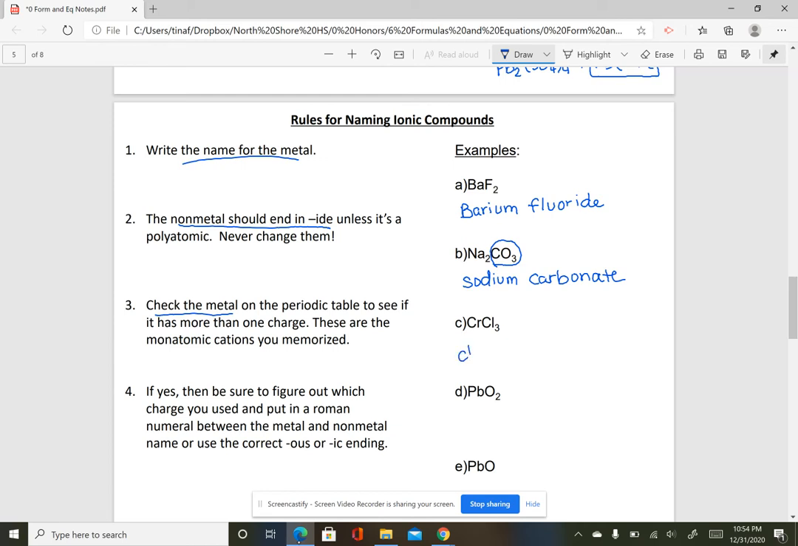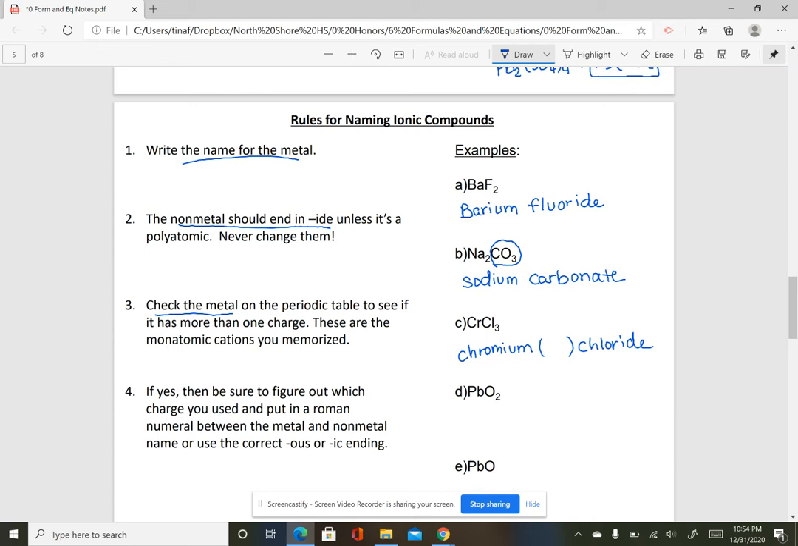Cr is chromium. Now, chromium is a transition metal, so I'm going to need to put a Roman numeral in this name because chromium can become more than one type of positive ion, and I have to figure out what that is. And then Cl is chlorine, but I'm going to name it chloride because my nonmetal should end in IDE. Okay, so how do we figure out what number I'm going to put in the Roman numeral?